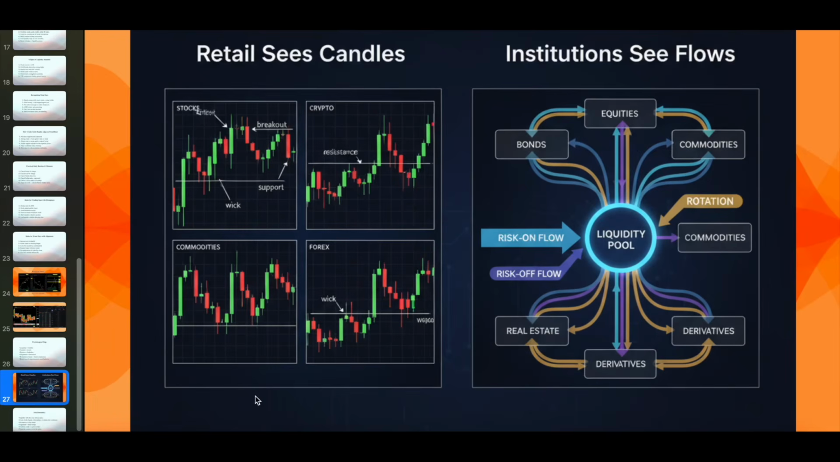What is big money? Big money is equal to liquidity. They are looking at multiple assets at the same time. They are not looking at just the Nifty options, the 26,000 call and put. No.